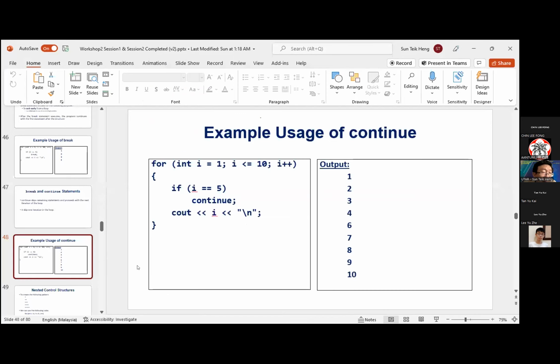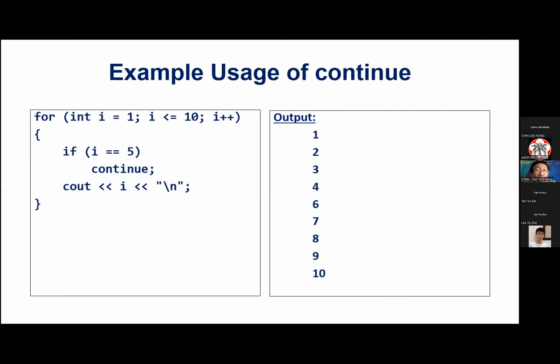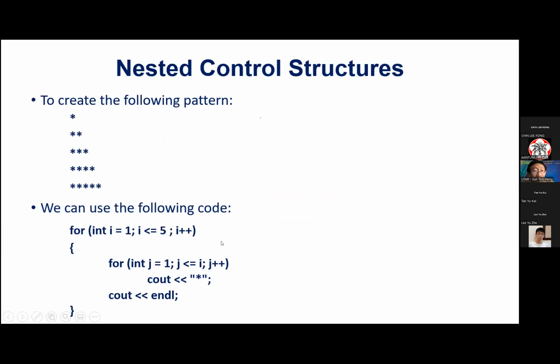Okay, so let's continue to the next slide. Now, just now it says you can do interesting things with nested control structures. For example, here we make use of a nested for loop, and we are able to draw this diagram.